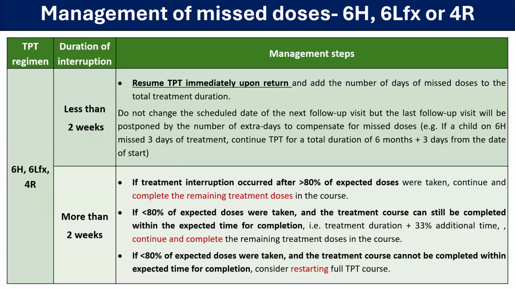If the duration of interruption is more than 2 weeks, and the treatment interruption occurred after 80% of the expected doses were taken, continue and complete the remaining treatment doses in the course. If less than 80% of the expected doses were taken and the treatment course can still be completed within the expected time for completion, that is, the treatment duration plus the 33% additional time, continue and complete the remaining treatment doses in the course. If less than 80% of expected doses were taken and the treatment course cannot be completed within the expected time of completion, consider restarting the full TPT course. So this is about your 1HP, 6H, 6LFX and 4R.